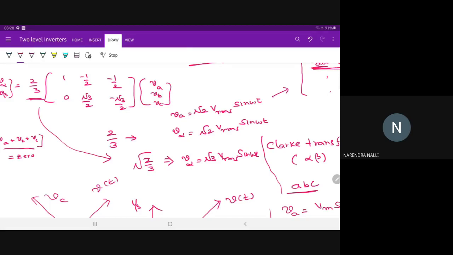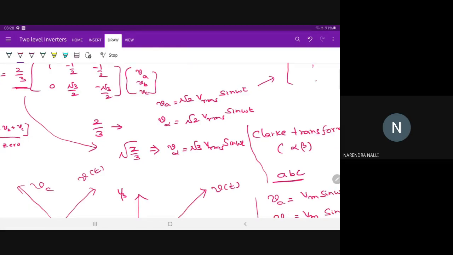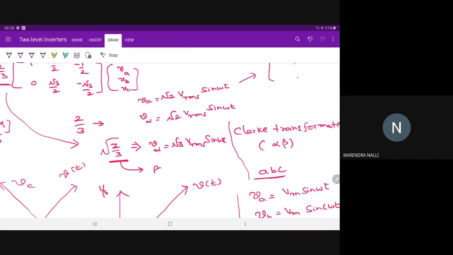Okay. So here, whatever the power is in the alpha beta reference frame and the power in the ABC reference frame, both are the same. So that is power invariant. So we have to choose root 2 by 3 for this one, and the 2 by 3 one is magnitude invariant.